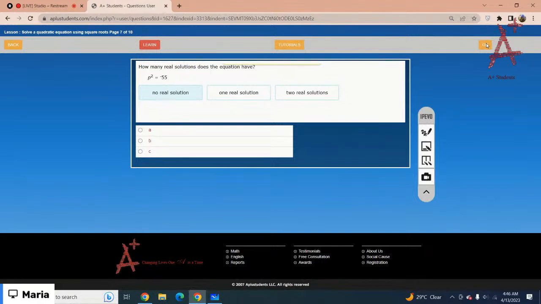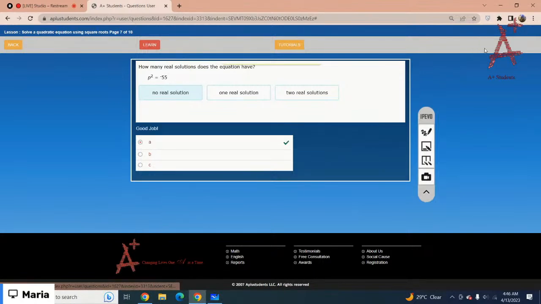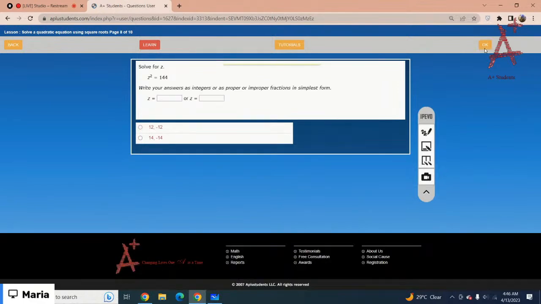Okay, how many real solutions does the equation have? No real solution. The negative numbers, you cannot find the square root of negative numbers. Basically it is imaginary, so not real roots.